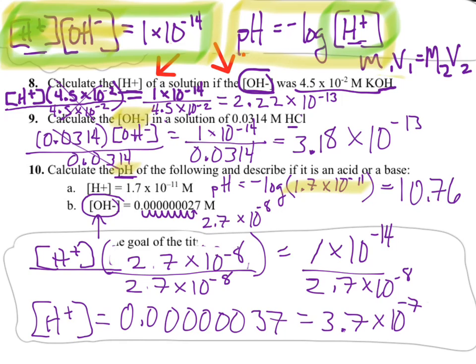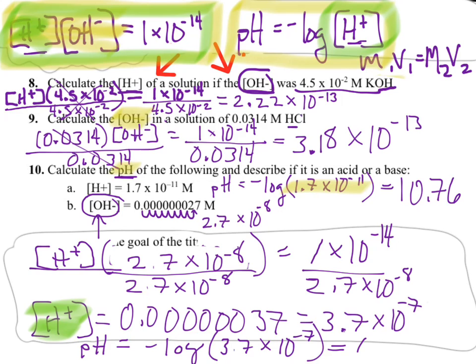Okay? Now we can finally solve for the pH, because we needed this value. We needed the concentration of protons in order to solve for pH. So the pH is going to equal the negative log of 3.7 times 10 to the negative 7, and that is going to give us a value of 6.4, and that's your answer.